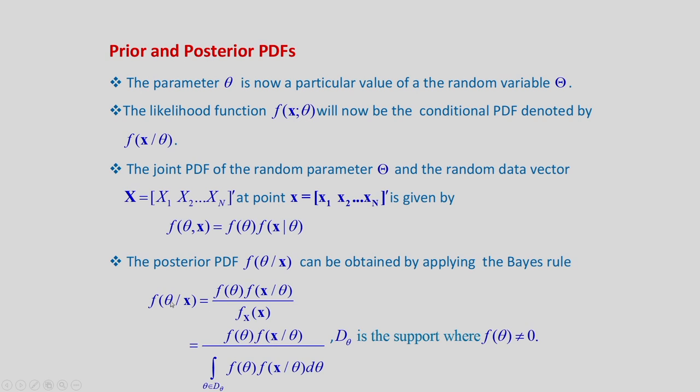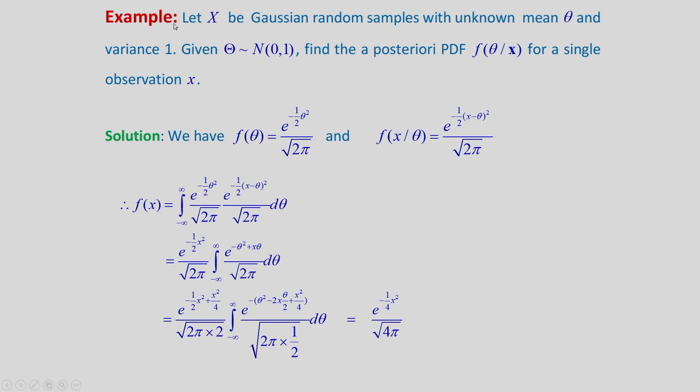So, f of theta given x is given as f theta into f of x given theta divided by integration f theta f of x given theta d theta, theta belongs to D theta, where D theta is the support of f theta. Let us consider one example.